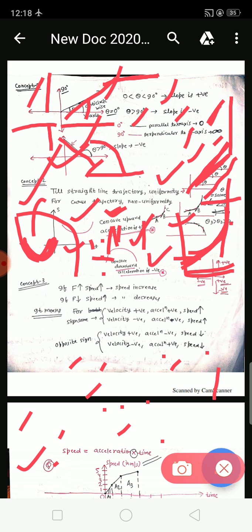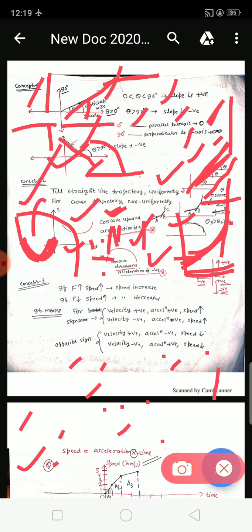If this theta value keeps on increasing between 0 to 90 degrees, it means that speed or velocity will keep on increasing. If this value is decreasing with the passage of time, it means that the slope value will keep on decreasing. It means that the velocity value keeps on decreasing. Concept number 2 is clear. Concept number 1 is clear.